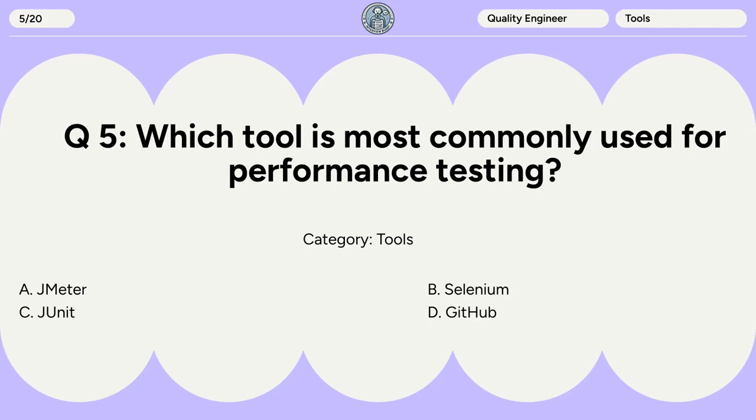Question 5. Which tool is most commonly used for performance testing? A. JMeter. B. Selenium. C. JUnit. D. GitHub.